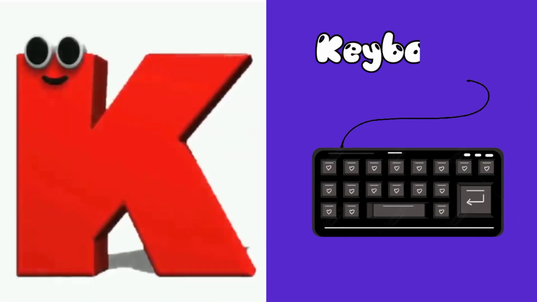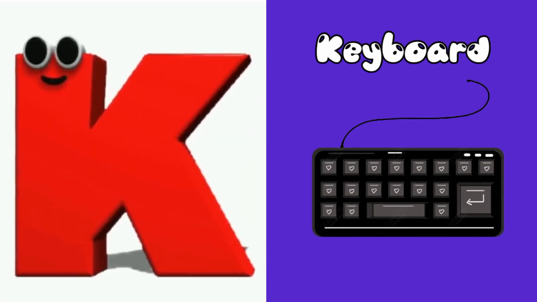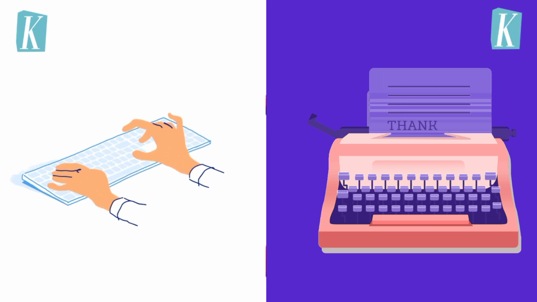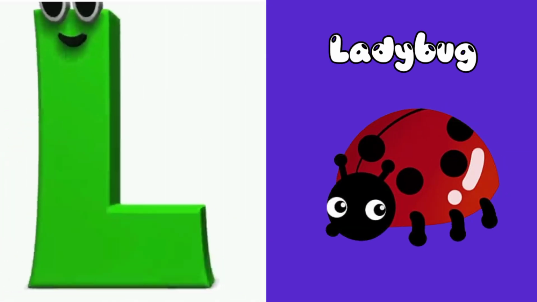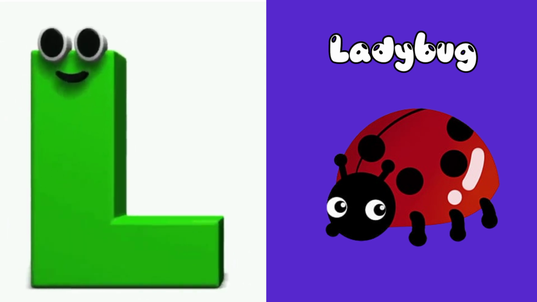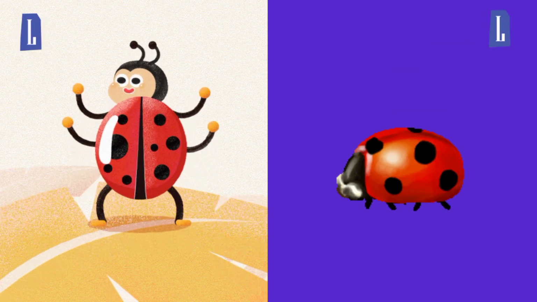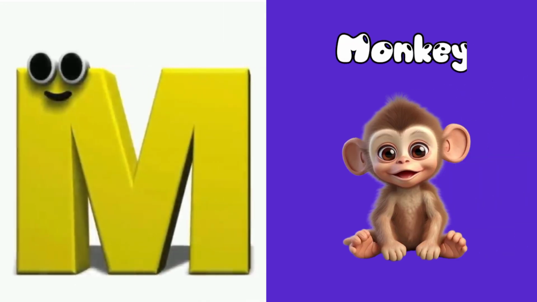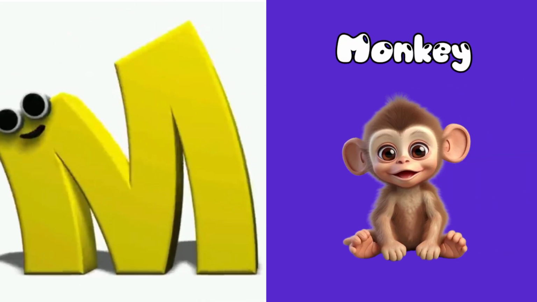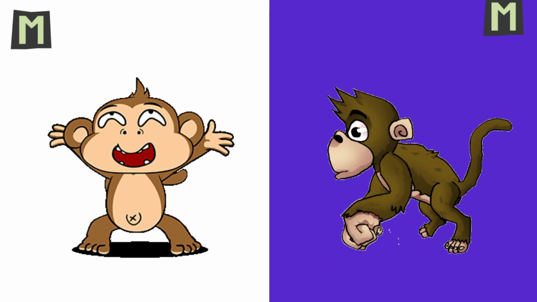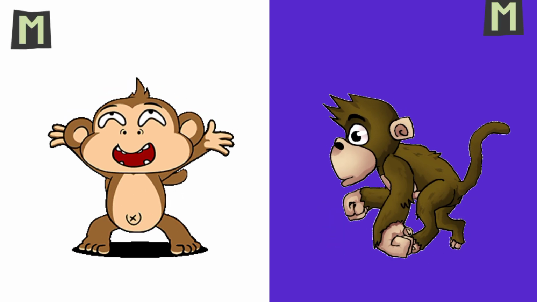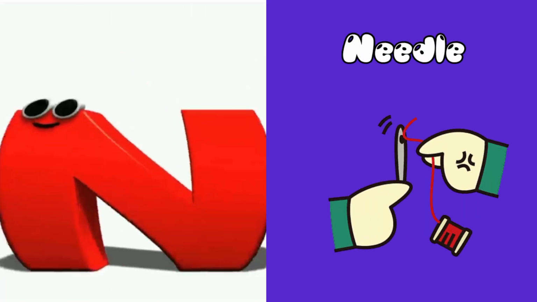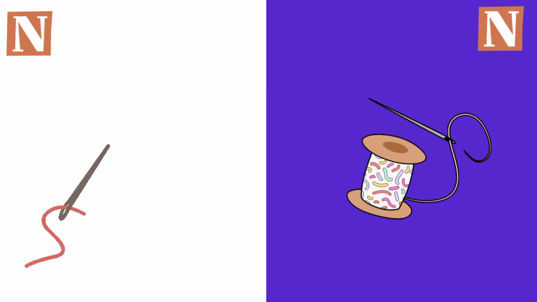K is for keyboard. Keyboard, keyboard. K, keyboard. L is for ladybug. Ladybug, ladybug. L, ladybug. M is for monkey. Monkey, monkey. M, monkey. N is for needle. Needle, needle.